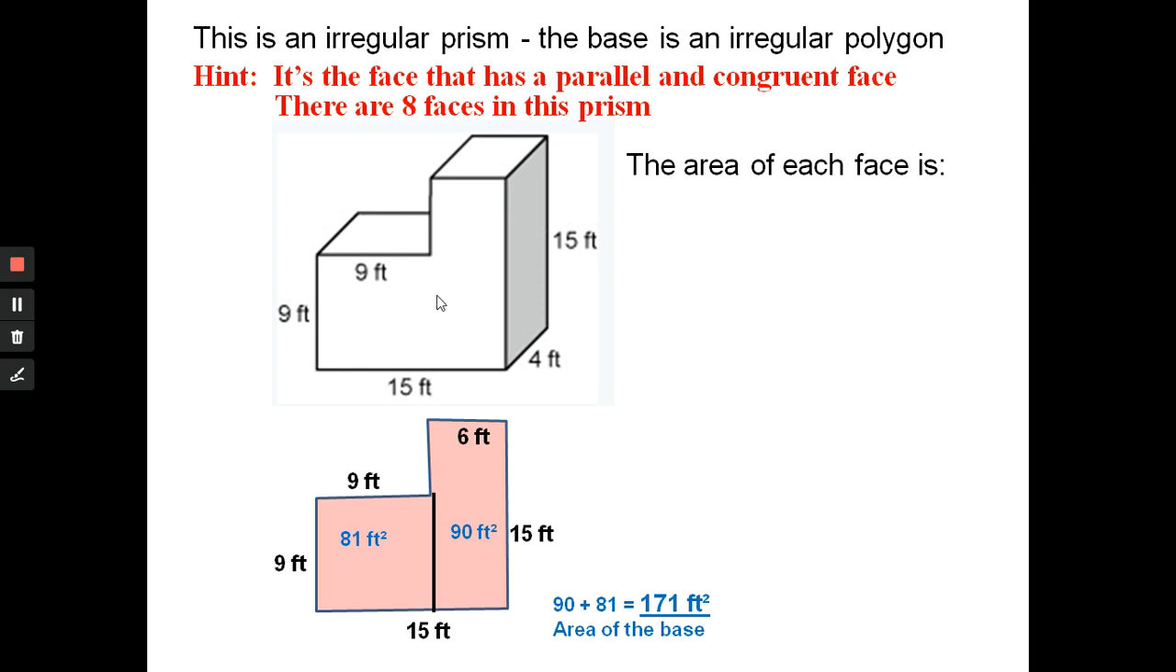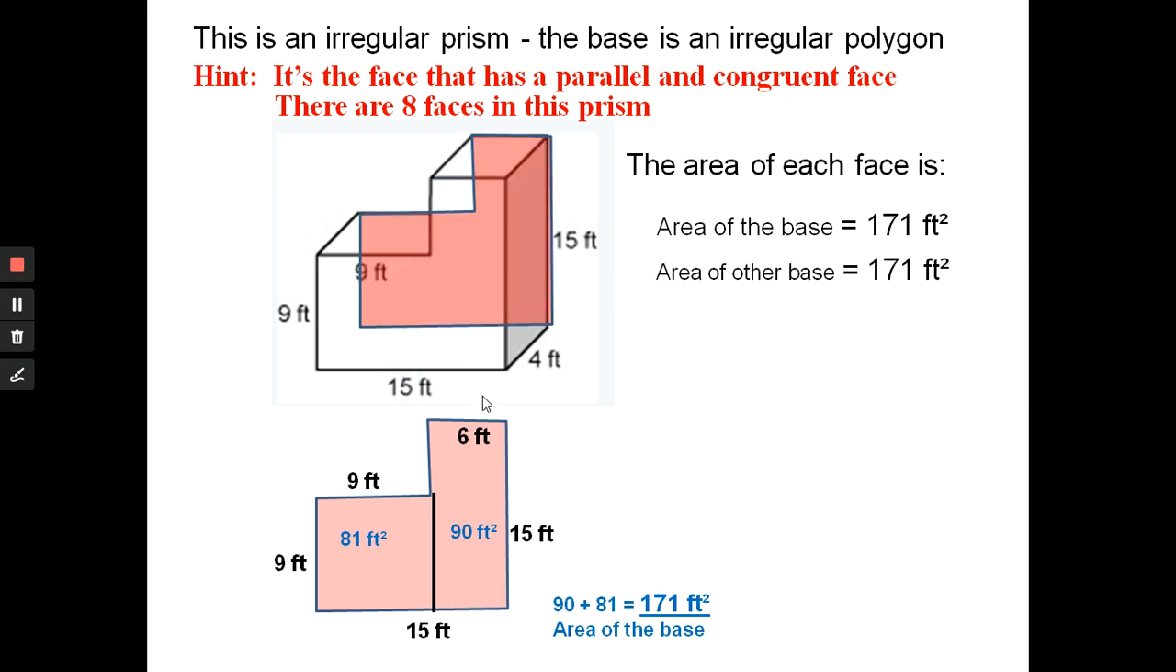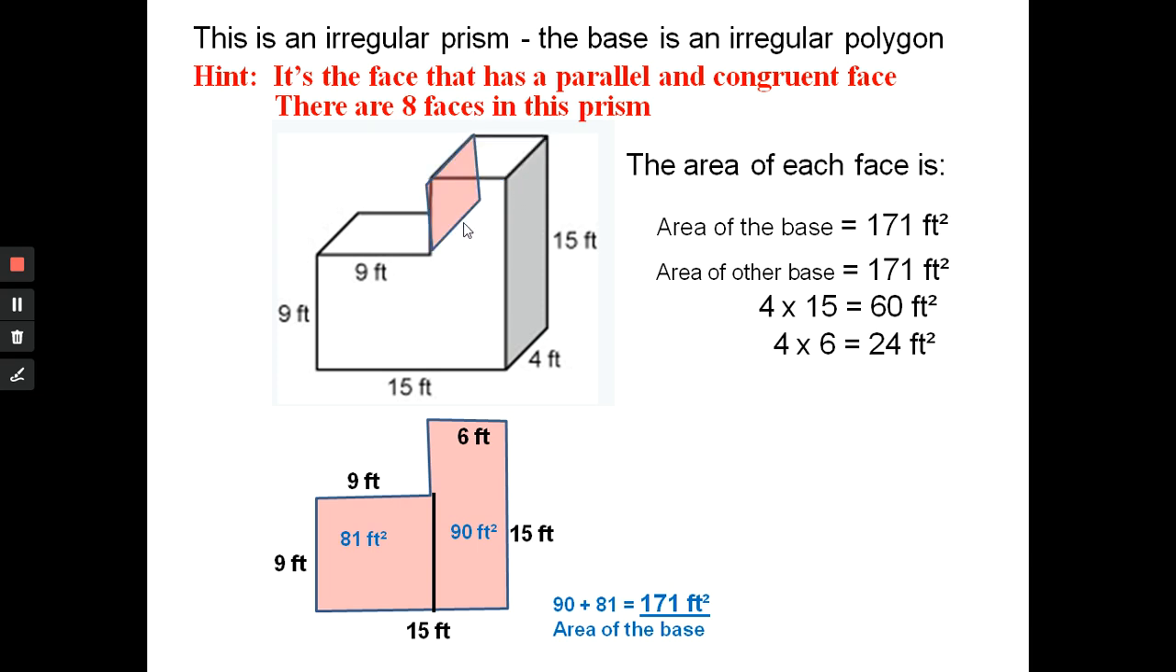So now we look at all the faces in this polygon. First one is 171 square feet. There's the work. Then the opposite side, congruent, so we're going to copy it. Okay, so now we're just going to make sure that we count all of the lateral faces, which we counted at the beginning, and we counted 8 faces in total. So the first lateral face, that is 4 by 15, 60 square feet. Top one, 6 by 4, that's 24.